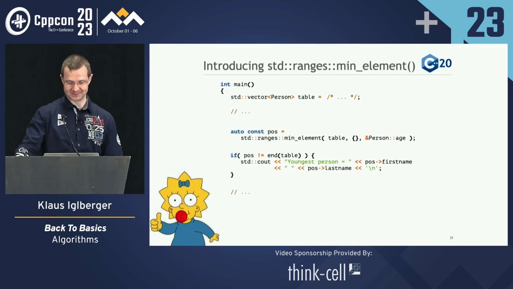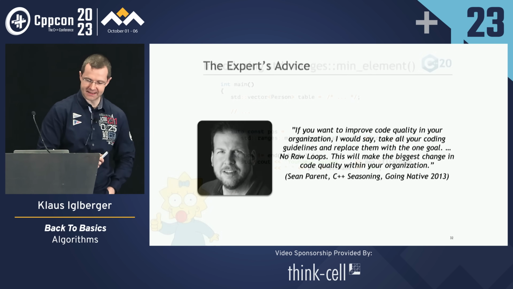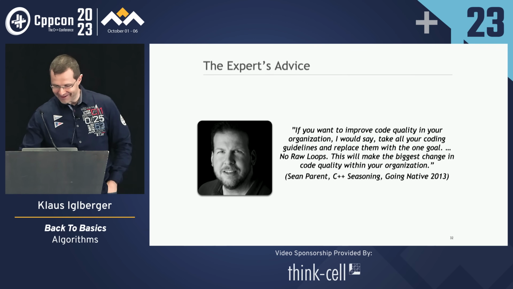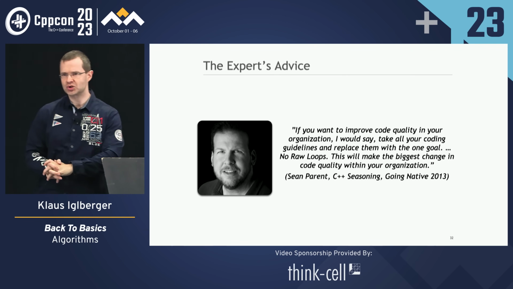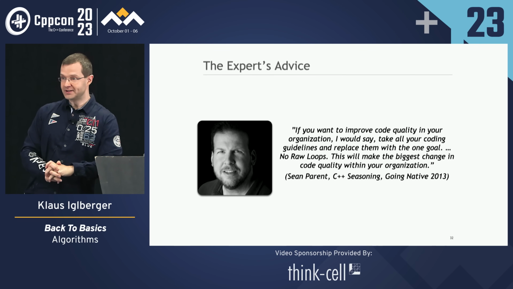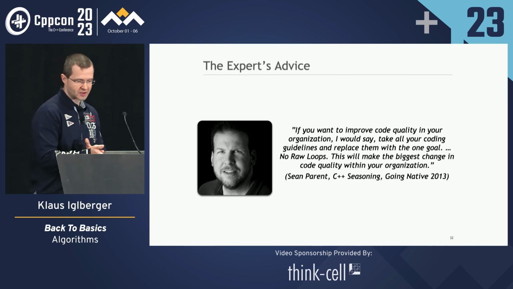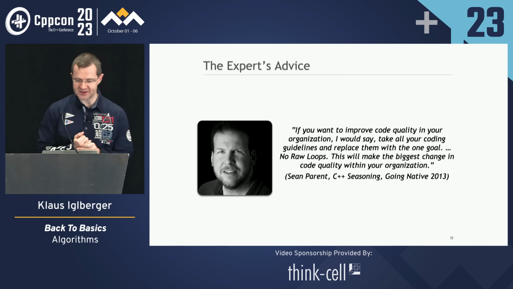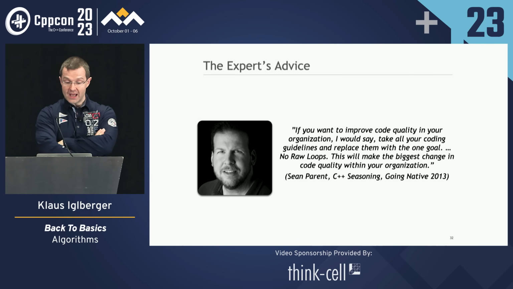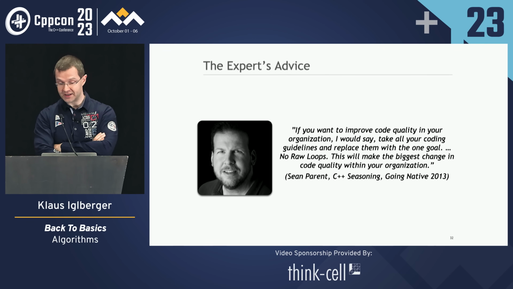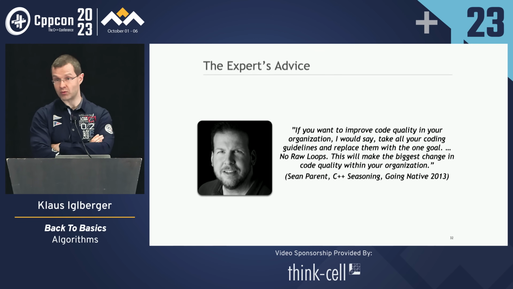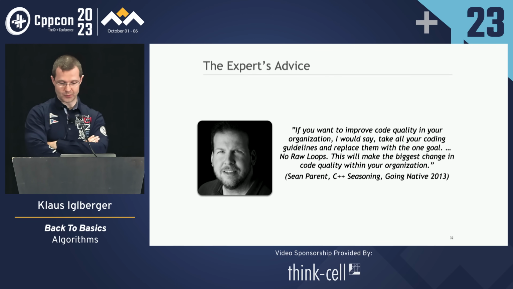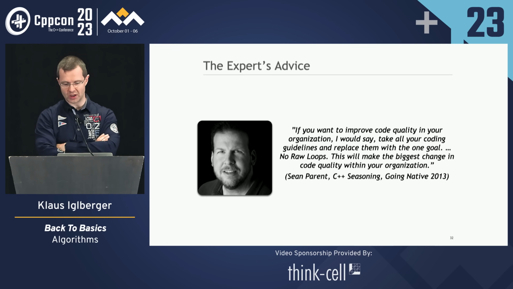All right. So first impression, but let's, of course, look at the quote from the expert, the quote that everybody in the community knows, and so you should know it as well, the quote from Jon Kalb from a talk in 2013. The talk is called C++ Seasoning. So this is what Sean had to say in this talk. If you want to improve code quality in your organization, I would say, take all your coding guidelines and replace them with one goal. No raw loops. This will make the biggest change in code quality within your organization.